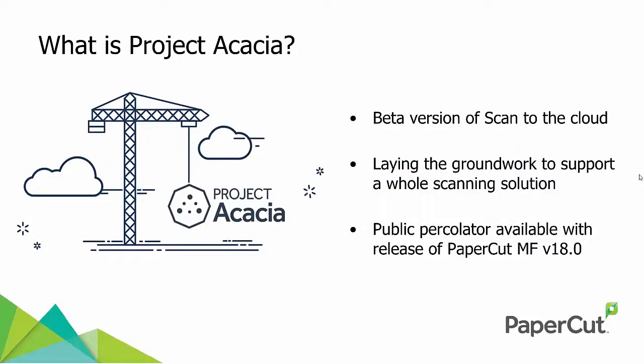So what is Project Acacia? As you know, since you have signed up to Project Acacia on the percolator, this is the beta for Scan to Cloud. What we are doing here is laying the groundwork to support a greater scanning solution that will be available to you as the end customer. A lot of background development has gone into PaperCut MF 18 to support this project, so you need to be running this version for Project Acacia to work.